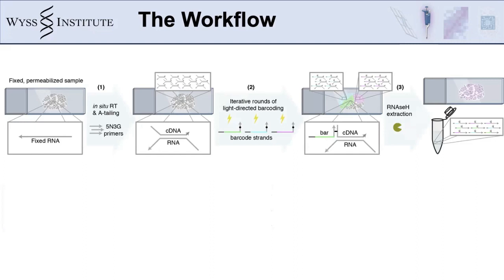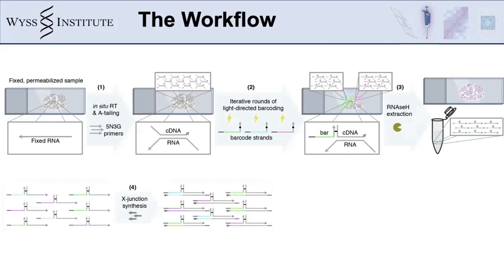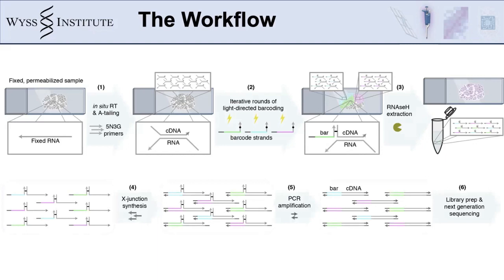After we barcode our cDNA, we do an RNase H extraction. So we get rid of the endogenous RNA to help release our cDNA barcode complex. Unfortunately, in our current iteration of the workflow, we can't do a follow-up FISH assay on the same sample. Once we have our set of cDNA library, that's when we do our cross-junction synthesis, and then by the end of PCR amplification, what we should have is a set of double-stranded DNA that has both your barcode and cDNA attached, which you can then go on to do next-gen library sequencing prep.